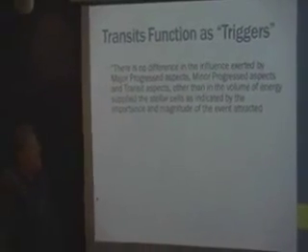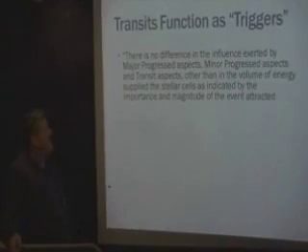is there is no difference in the influence exerted by a major progressed aspect, minor progressed aspects, and transit aspects other than in the volume of energy supplied the stellar cells as indicated by the importance and magnitude of the event attracted. Oftentimes, people that work with transits will claim that it's the transit working, but you'll actually see the transit is reinforcing the major progression, which if the major progression wasn't in orb, you wouldn't have the event of a magnitude.